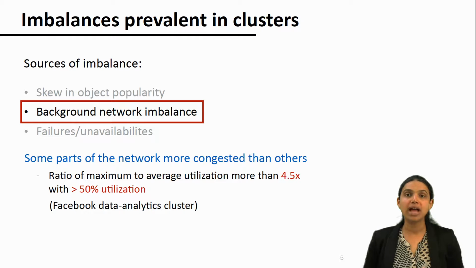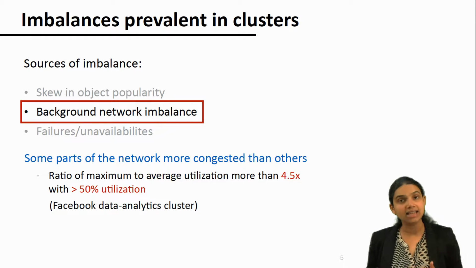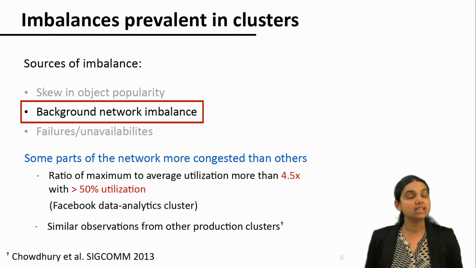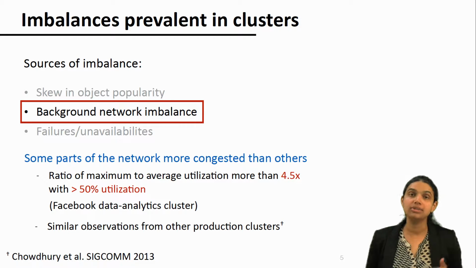It is also typical to have significant imbalance in the background network traffic in the cluster. We analyzed a workload trace from Facebook Data Analytics cluster and observed that in the top of the rack links, the ratio of maximum to average utilization is more than 4.5x with more than 50% utilization. So some parts of the network are more congested than the others, and this varies with time. Similar observations have been made from the traces from other production clusters as well.